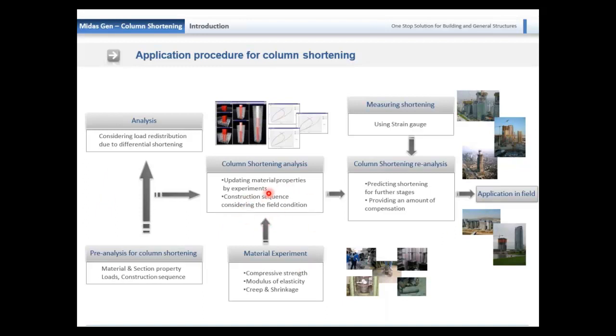Then again with the updation, you will go with the more predictive methods of defining with the stages and updating with the creep and shrinkage parameters. Following that, you need to measure at the actual site using strain gauges. You also need to check the actual site shortening effects against the analysis, compare both the field and the analytical results, and then apply those results onto the field.